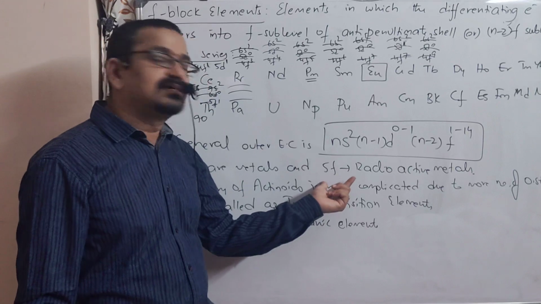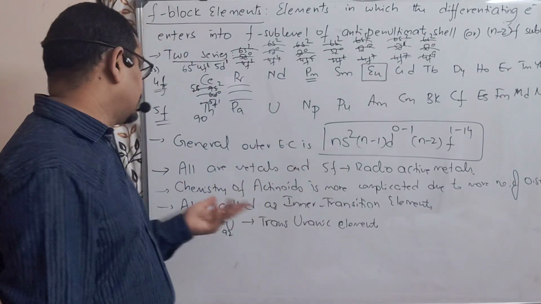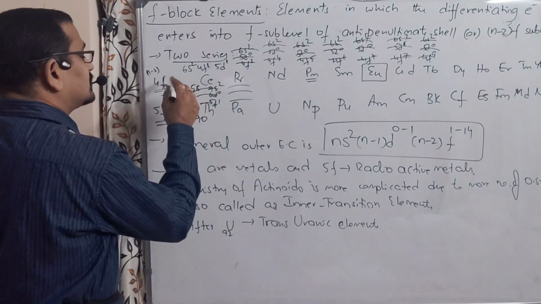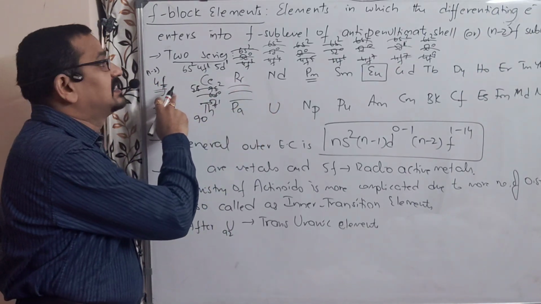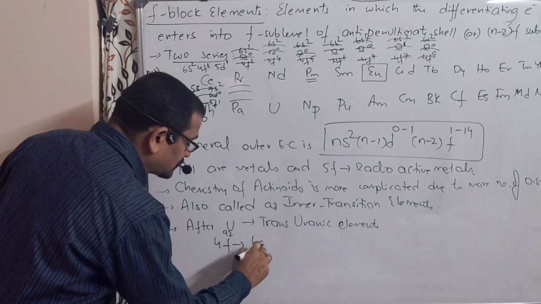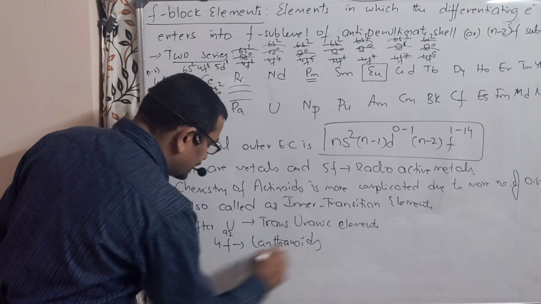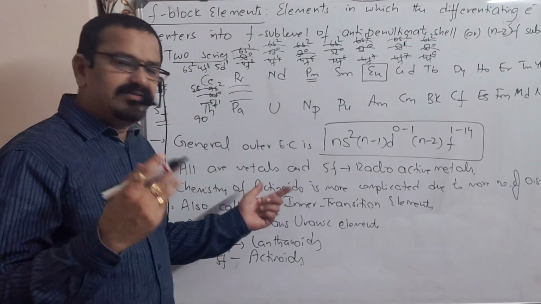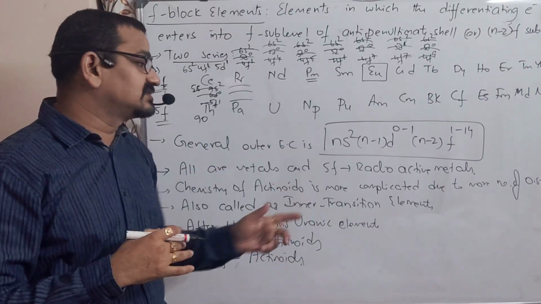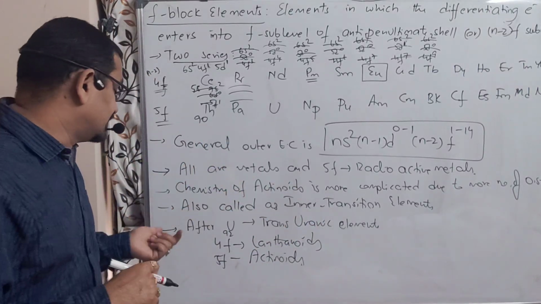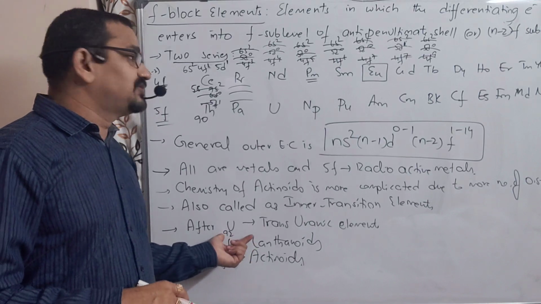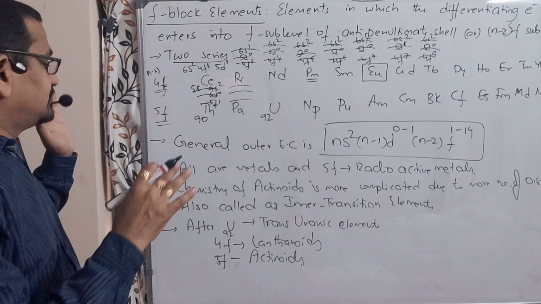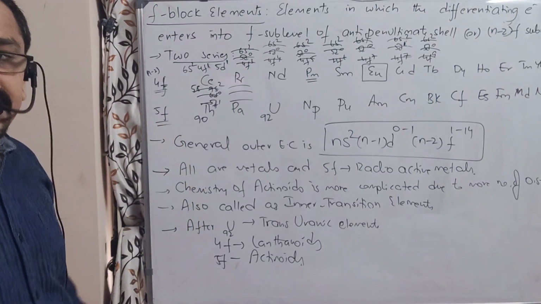All are metals, and 5f series are radioactive elements, and most of them are man-made. The chemistry of actinoids is more complicated. These are called actinoids and these are called lanthanoids, because they come after lanthanum. The 4f series elements are called lanthanoids, and 5f series elements are called actinoids. The chemistry of actinoids is relatively more complicated than that of lanthanoids because of the larger number of oxidation states possible for actinoid elements. And elements which come after uranium 92 are called transuranic elements. These are some points about F block elements.